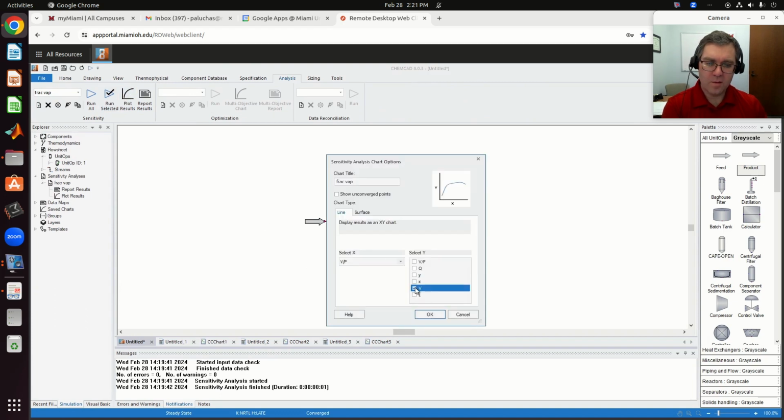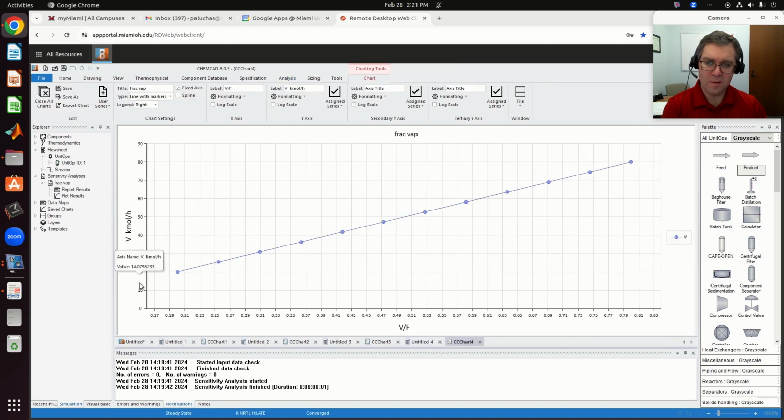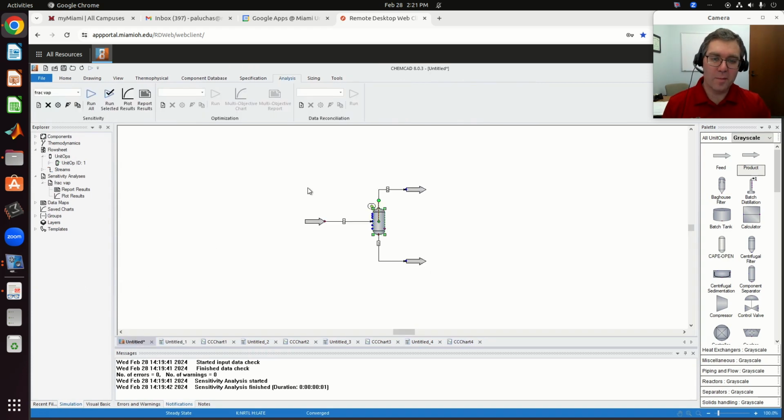If I look at, well, V and L are just going to increase linearly, so it's not too exciting, but the amount of vapor goes up and then the amount of liquid goes up. But there you go. So we're able to perform a sensitivity study, and all is great.